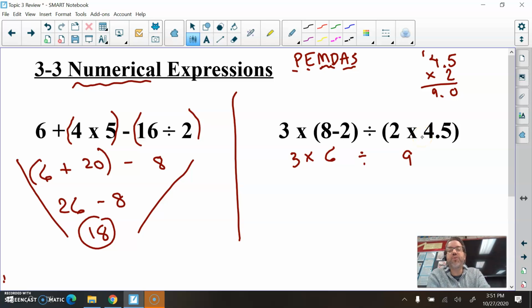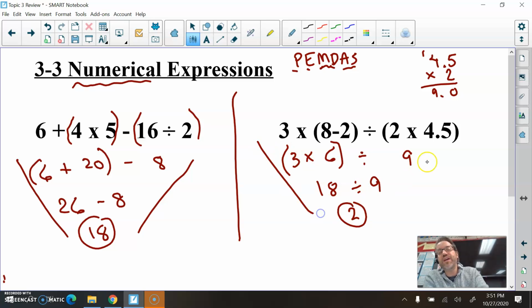All right, now I have multiplying and dividing, and I do those in the order they appear from left to right. 3 times 6, that's 18. And then 18 divided by 9 equals 2. Again, you see that very satisfying upside down triangular shape as we work our way down, defining the answer in simplest terms. We evaluated it all the way down to 2. All right, so that's how you handle numerical expressions. It's just order of operations.